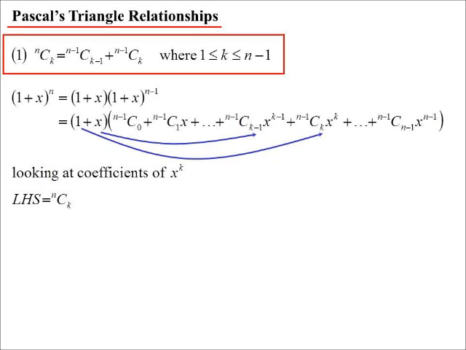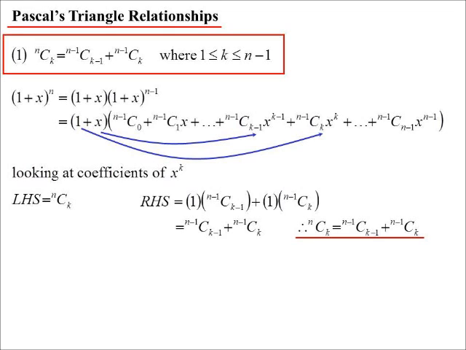On the right-hand side, the 1 would have to be multiplied by the term that has x to the power of k, and the x would have to be multiplied by the term that has x to the k minus 1. So on the right-hand side, the coefficient would be 1 times n minus 1 C k minus 1, and then the coefficient of x here is 1, so 1 times n minus 1 C k, and there we have it. So that's a little proof there of our relationship.